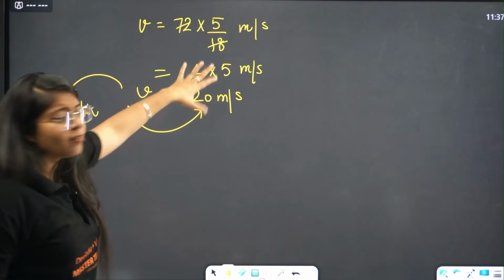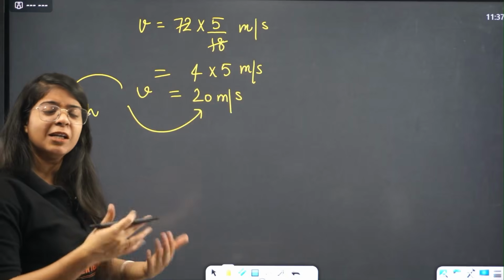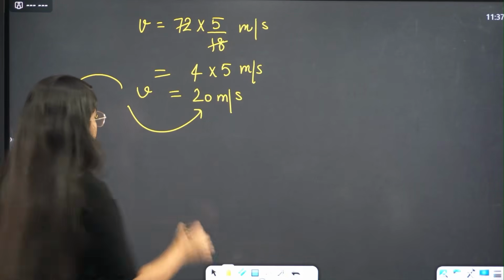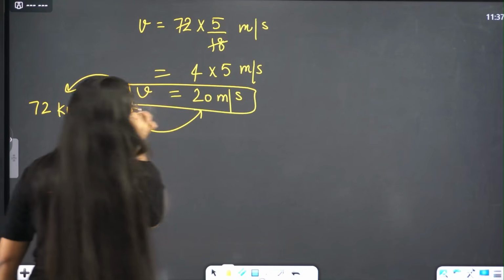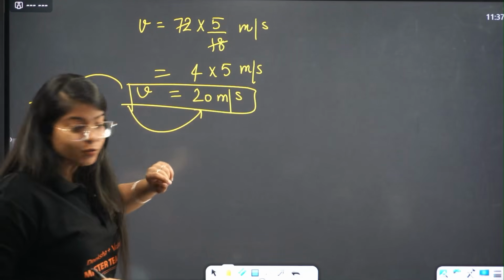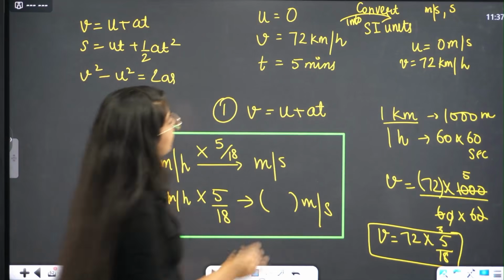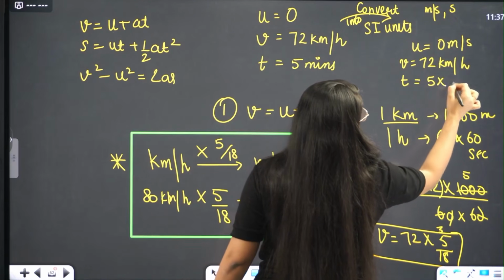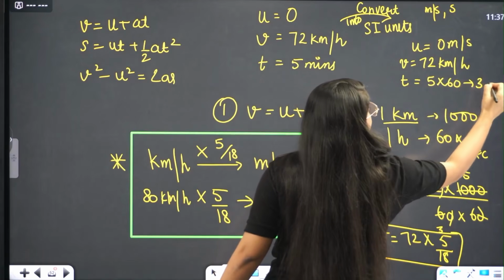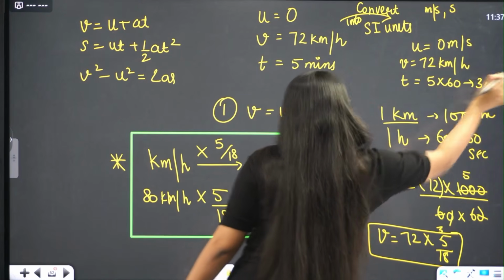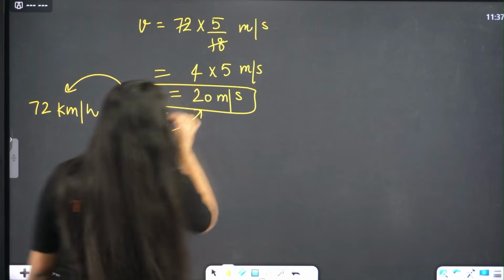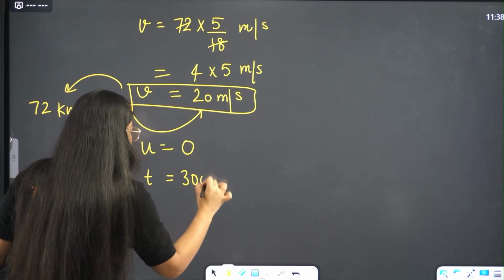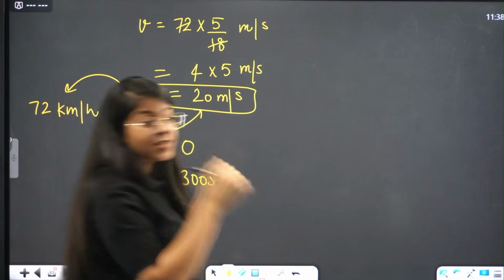Understood? And they'll give you basic calculations like this, where the numbers get multiplied with 18, so you can do the calculation very fast. Okay, you are not in some higher classes at this moment. So final velocity is 20 meter per second, and we also have to convert time into seconds. So time will be 5 minutes into 60 seconds, that is 300 seconds. So let's just write it again. Now V I have, U was 0, time is 300 seconds.